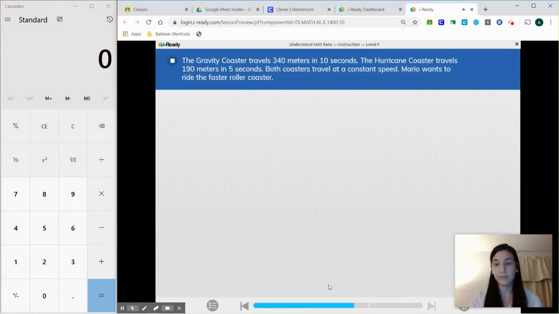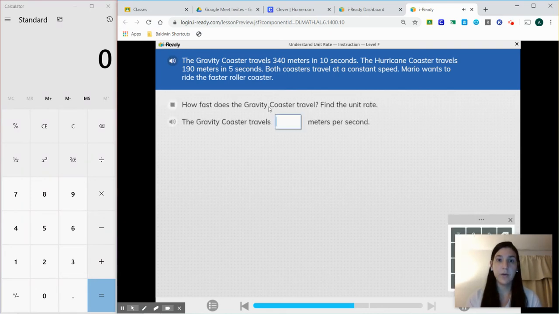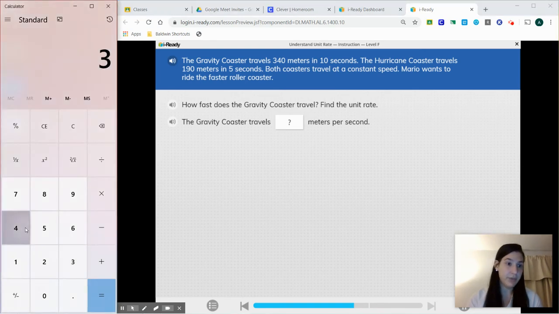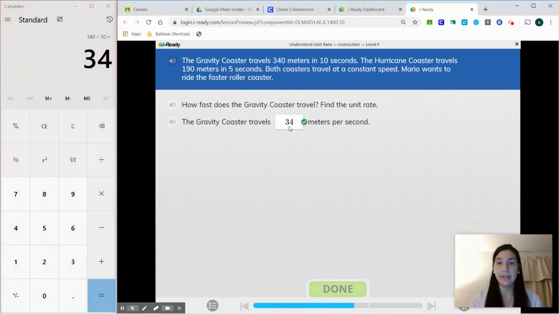The gravity coaster travels 340 meters in 10 seconds. The hurricane coaster travels 190 meters in 5 seconds. Both coasters travel at a constant speed. Mario wants to ride the faster roller coaster. Okay. How fast does the gravity coaster travel? Gravity is the unit rate. 340 meters in 10 seconds. So we're going to do meters per second. So we're going to do 340 divided by 10, which gives us 34 meters per second.